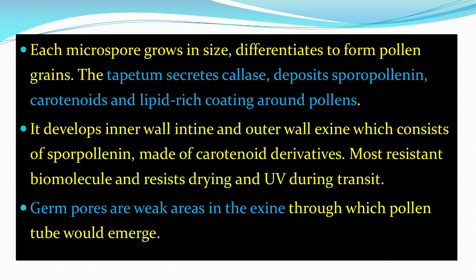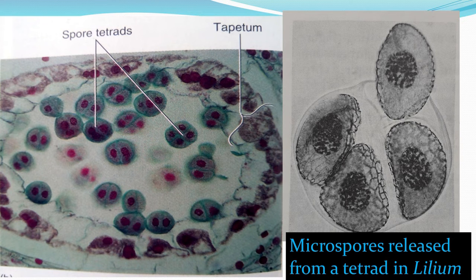So, let us look at this. This is a microsporangium. Now, the microsporangium has so many microspore tetrads. On the right, you can see 4 microspores or young pollens released from a tetrad. This action is done by an enzyme called callase. Now, each microspore grows in size and becomes a pollen grain.